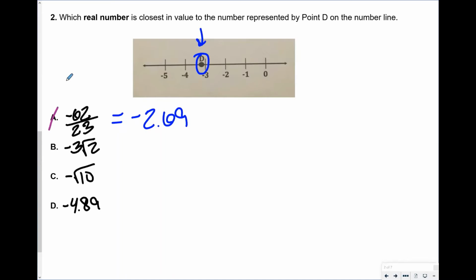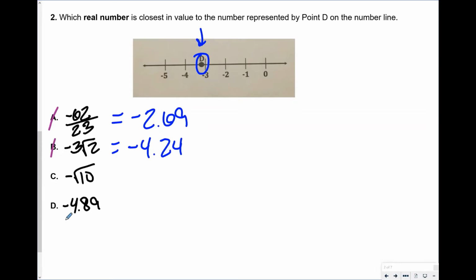If we look at B, -3 to the square root of 2, that gives us -4.24. Exit out. Is that closest to -3 on the number line? No. So that is incorrect.